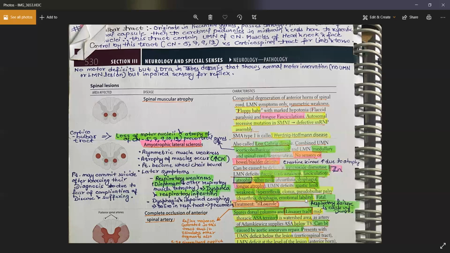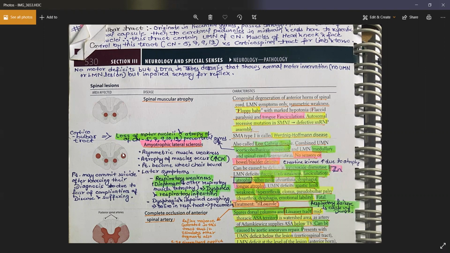Again, the emotional lability will be there, and ultimately, the disease is fatal. Why is the disease fatal? Because of the respiratory failure, and all these infections. These are the cause of death. And because of this fear of suffering, the patient generally commits suicide after knowing their diagnosis. So that's about amyotrophic lateral sclerosis.